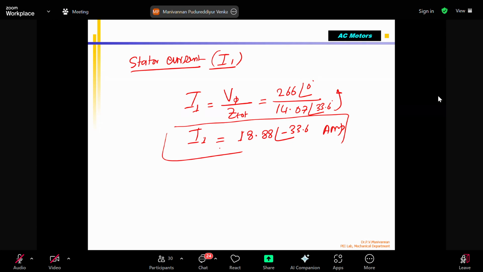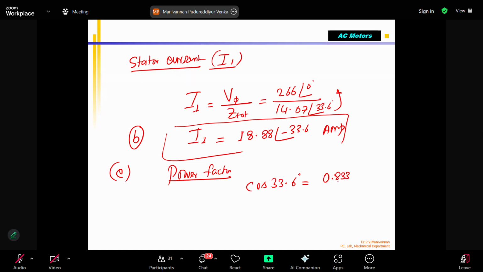Answer for the second part. This is B part, right? Then C part, find the power factor. Power factor calculation is nothing but cos of this angle, correct? Cos of this angle is going to be 0.833.